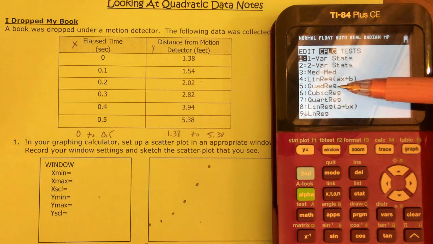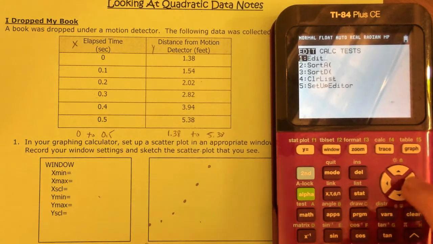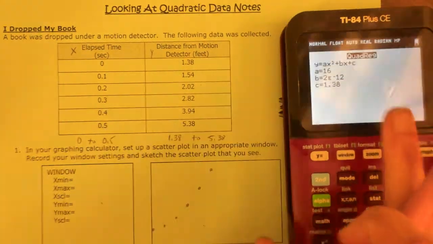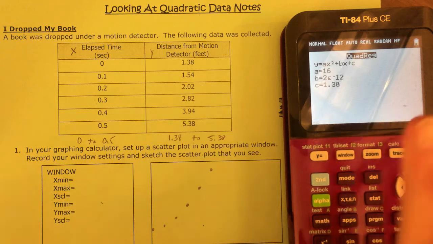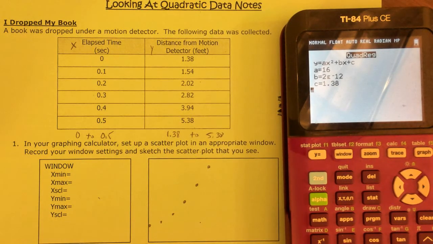Well, hey, take a look at that. Number 5 is quadratic regression. So I can do stat calc 5. And then I hit enter a whole bunch of times. And I see, now this is interesting, 2e to the negative 2. Now the equation that I get from quad reg is not going to be in vertex form, okay?